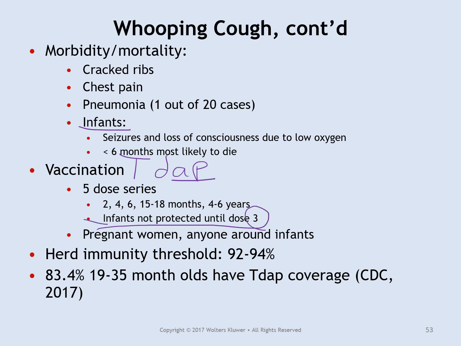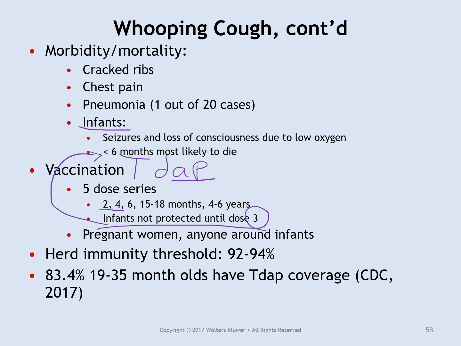So hopefully now that makes sense why babies under 6 months of age are most likely to die from whooping cough, because they have only had dose 1 and dose 2 of their Tdap vaccine. They're much more likely to not be protected all the way. There are other people who should get a whooping cough injection or booster as well. Pregnant women usually will get a booster later on in pregnancy. Anyone who's going to be around newborn babies should get a booster as well.